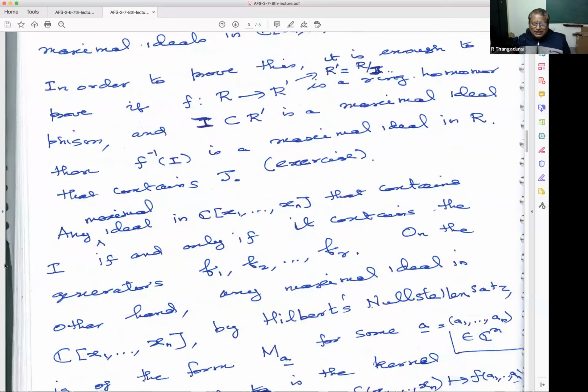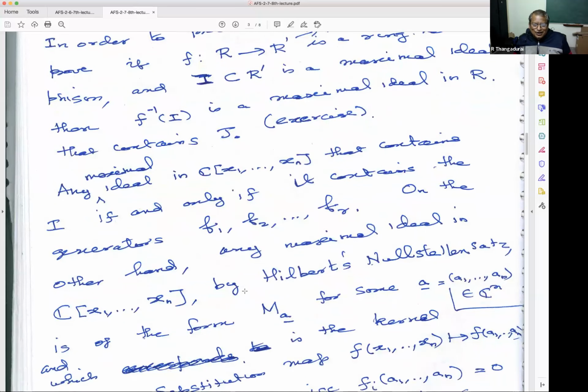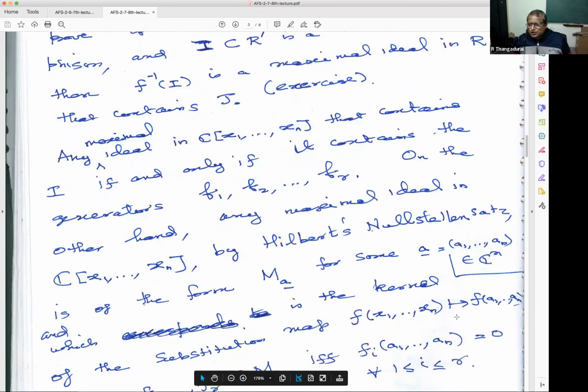Now any maximal ideal in the polynomial ring that contains I, where I is generated by F1, F2, ..., Fr, should also contain these elements F1, F2, F3, ..., Fr. On the other hand, any maximal ideal in the polynomial ring, by Hilbert's Nullstellensatz, is of the form M_a for some point a in C^n. M_a is nothing but the kernel of the substitution homomorphism sending f(x1, x2, ..., xn) to f(a1, a2, ..., an).